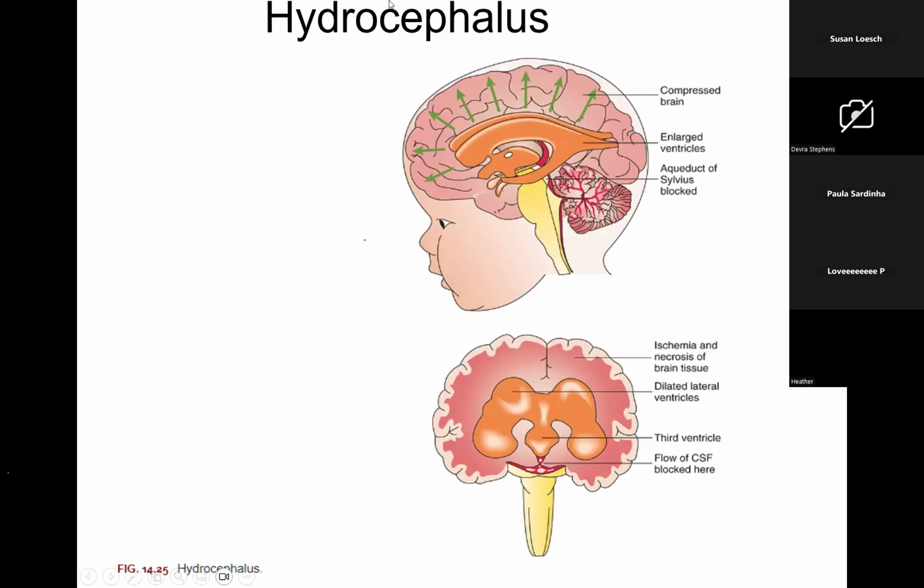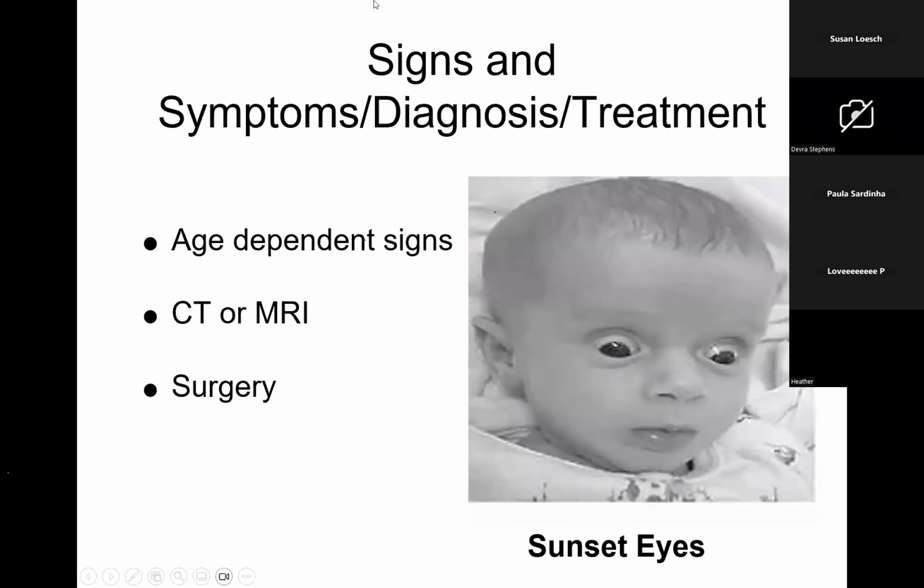I'm going to go to the next picture. This is the one your book gives. Okay, this is the one I'm giving you because you can see the skull getting bigger there. Those are the sunset eyes. Okay, they call them sunset. If you notice, usually you can't see the pupil. You can just see the top part of the color of the eye, maybe a tiny bit of the pupil.